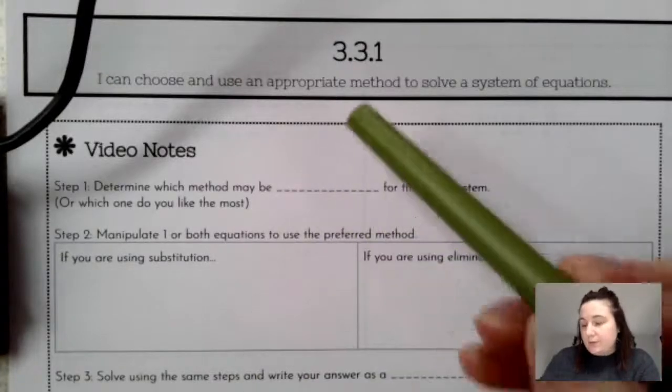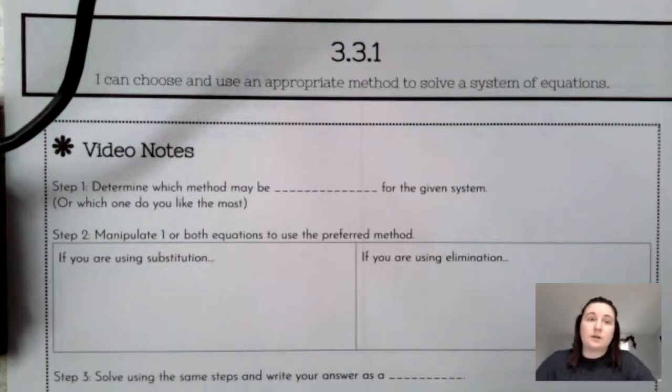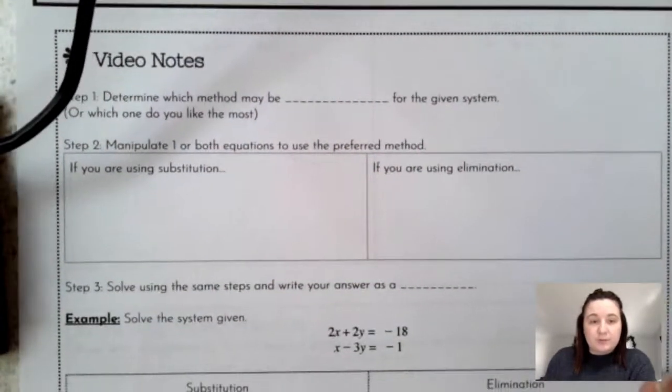In this video, we're going to go through Learning Target 331, which is the 3.0 level for solving systems of equations. The only difference between the 3.0 level and the 2.0 level is that you are going to be able to choose which method may work best or which is appropriate for the given question. We're going to go through a little bit of notes and then we'll go through some examples as well.